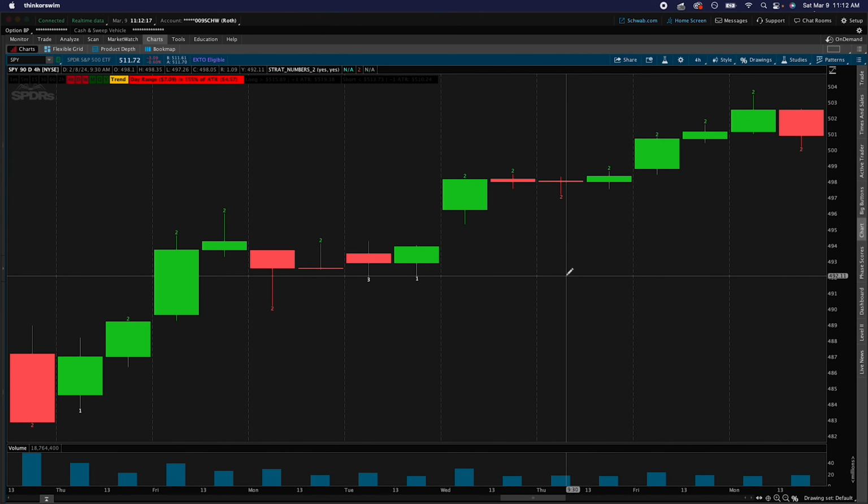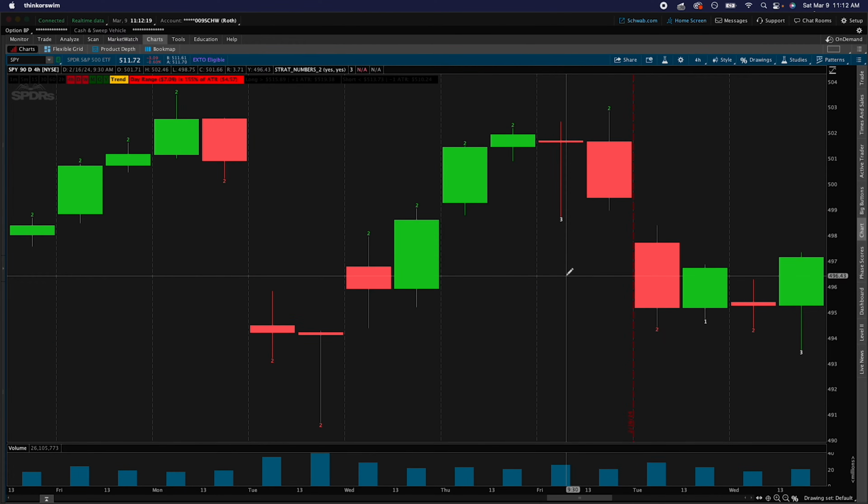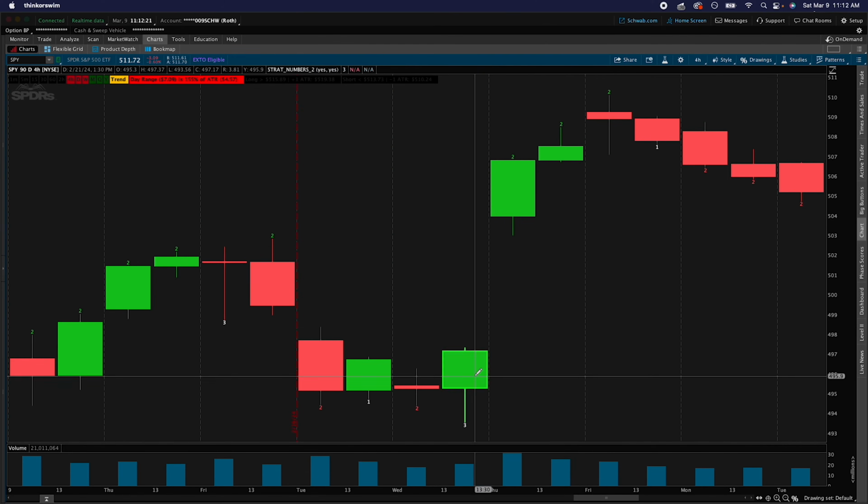And I'll show you another example. Let's use this right here. So in this case, it did trigger short first. It went 2 down, and then the buyers brought it up and made it a 3 up. You can also see this as an engulfing bar.